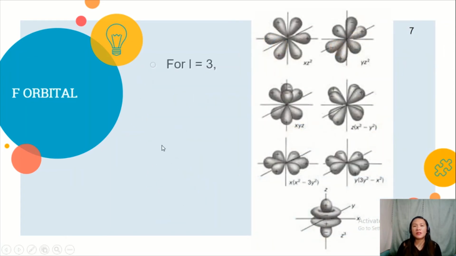The last one is the f orbital. Again, for the f orbital, the value of L is equal to 3. This means that it has 3 nodal planes. So we have 3 as its L, or 3 nodal planes. And the f sublevel actually has 7 orbitals. So it means that it's located in 7 three-dimensional spaces.